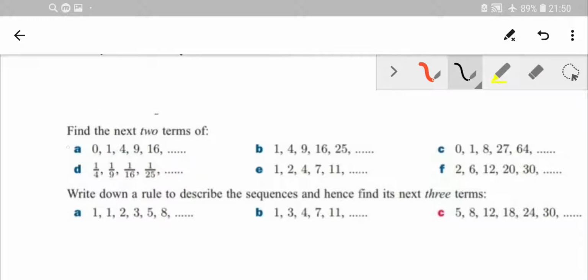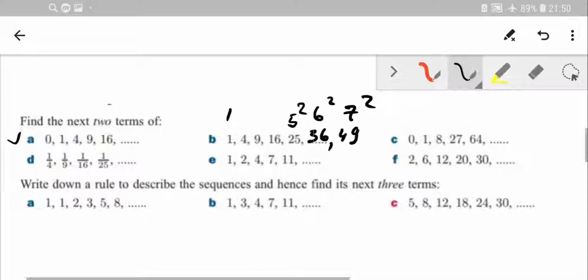Okay, so the first is done. So next one, 1, 4, 9. Oh, obviously those are purely square numbers. So it looks like, so it's 5 squared. So next is 6 squared, 36. And then it's 49, 7 squared. All right. So let's take C.